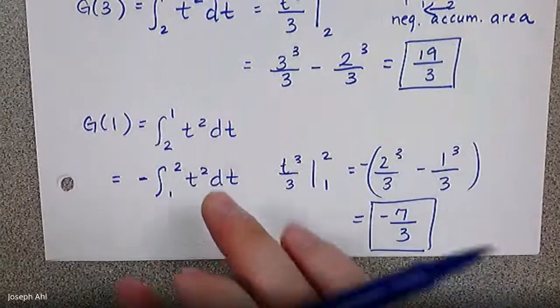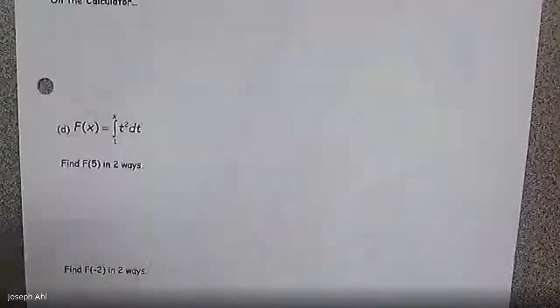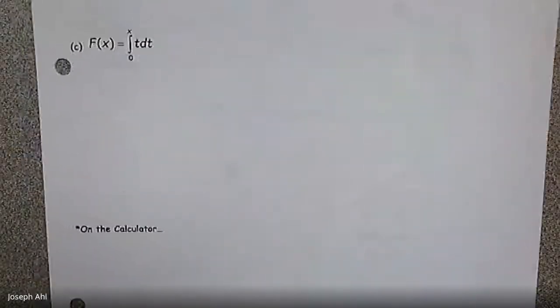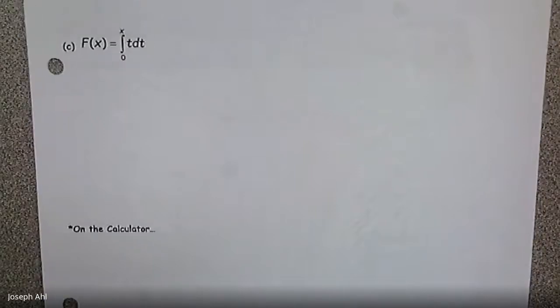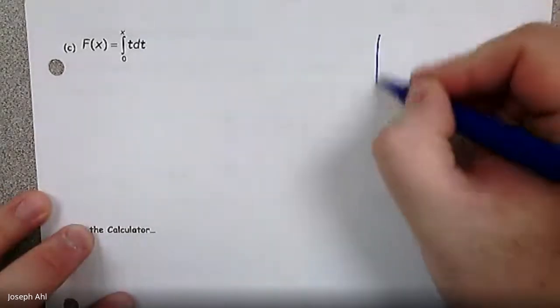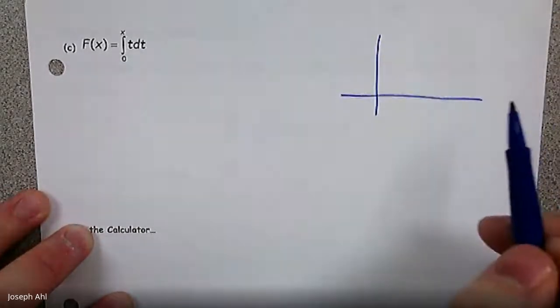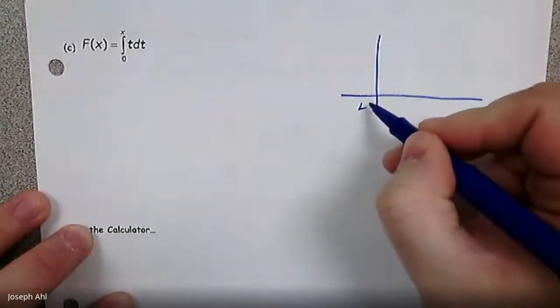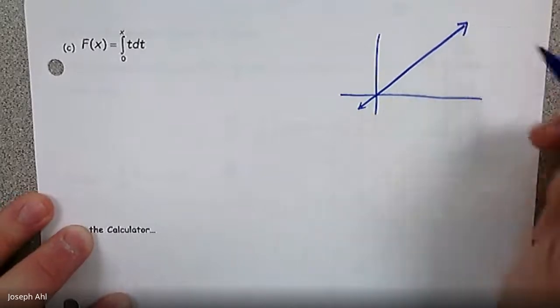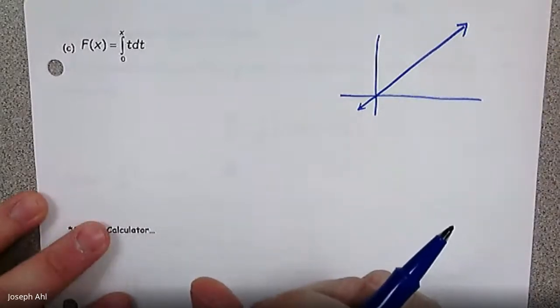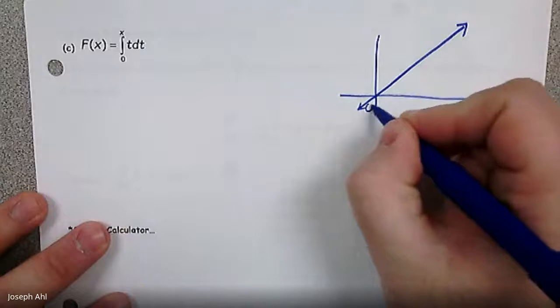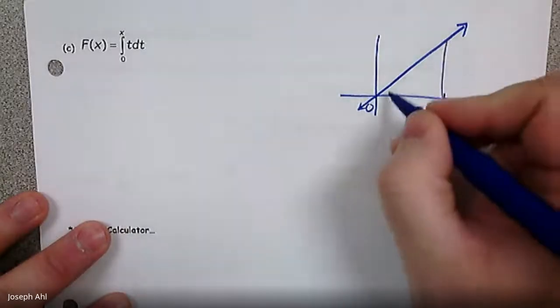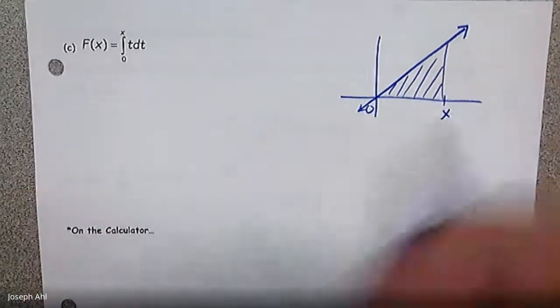All right, so bringing this all together, if we look at this last example on the next page, given capital F of x is the accumulation of area from 0 to x of the function t dt. If we think about graphically what's going on in this one, here's the function y equals t, and the area from 0 to x is going to look something like this.